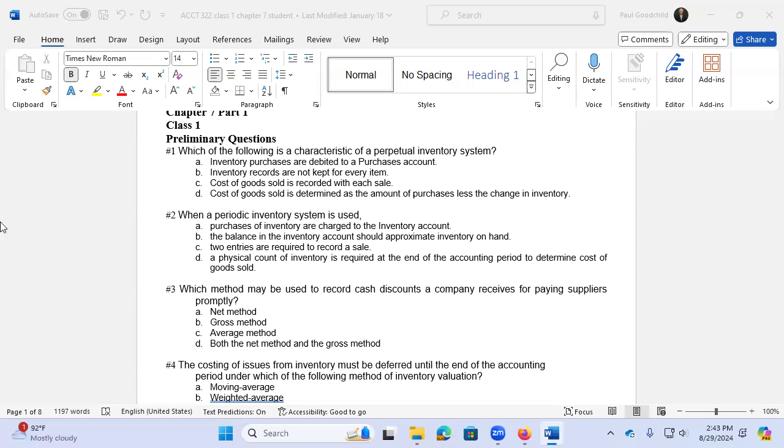Okay. When a periodic inventory system is used, purchases of inventory are charged to the inventory account. So that's not correct because they actually get charged to purchases. The balance in the inventory account should approximate inventory on hand. We know that there are two sets of different records, right? And we know the accounting records are not being kept in line with the inventory. If you're a business, especially a retail, you want to know how much you have.